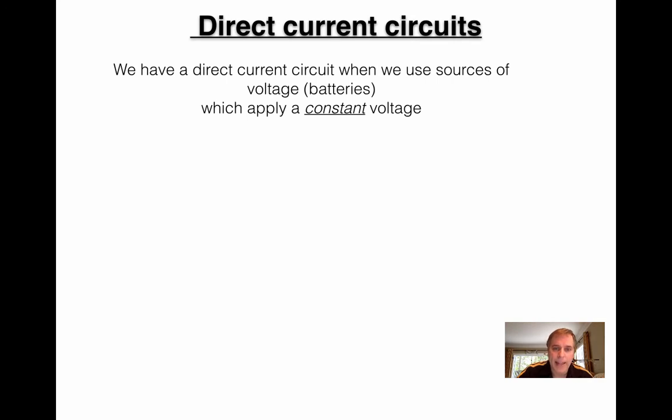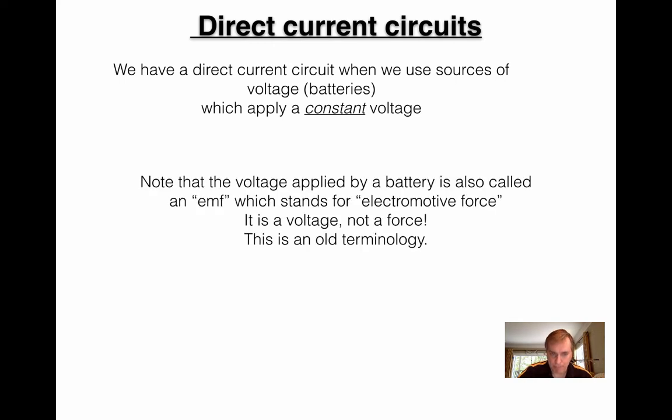What we mean by that is a circuit where you have sources of voltage, batteries, that apply a constant voltage in time. The voltage doesn't vary in time. Later, we'll do different types of circuits where the applied voltage will vary in time, usually following a sine wave. Okay, so we have batteries that apply constant voltage.